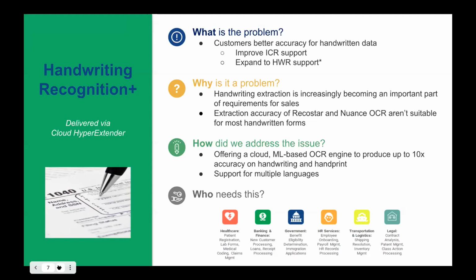So our team explored the best-in-class technologies for handwritten extraction, and we've selected Google Cloud Vision to be part of our technology stack for Cloud Hyperextender. We found that it has 10 times better handwritten extraction accuracy than conventional OCR engines.